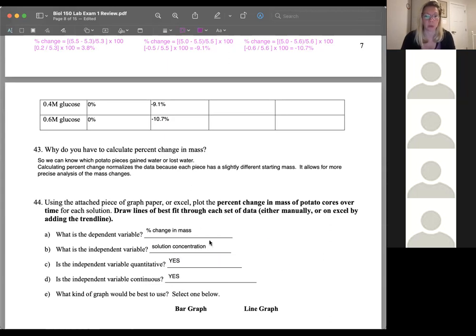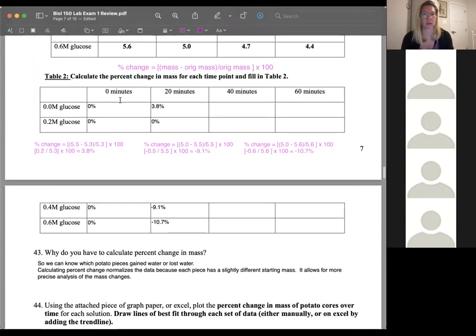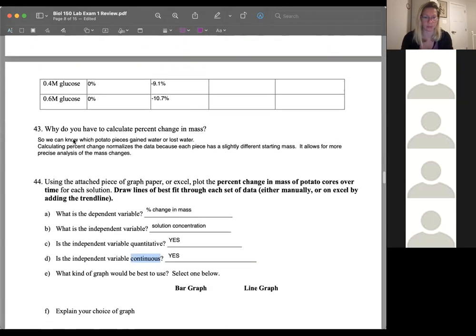Right. So whether we're talking about time or solution concentration, they are both continuous variables because continuous refers to whether there are an infinite number of possible points in between the ones that we have chosen to measure. So there are time points in between 0 minutes and 20 minutes. And there are also different concentrations in between 0 molar and 0.2 molar. So that's what makes those variables continuous.